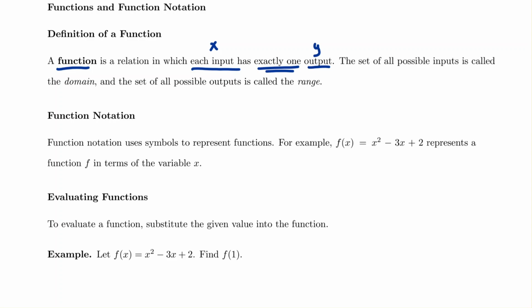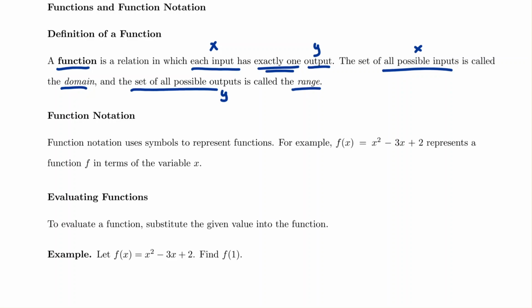And in general, the set of all the possible input or x values is called the domain, and all the possible outputs or y values is the range. So remember those 3 definitions. A function is an equation with the particular behavior that every input has one output. So every x goes to exactly one y, and the domain is all the x values for the function, and the range is all the y values for the function.